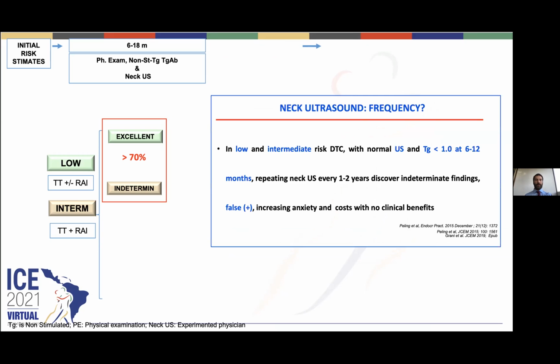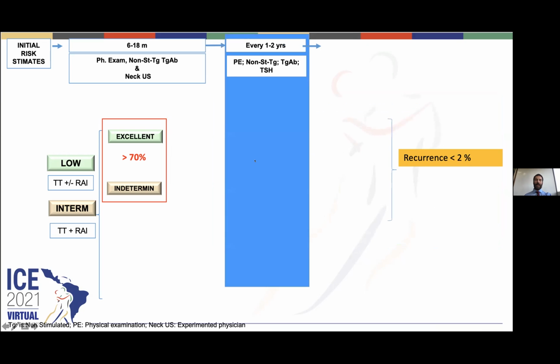On the other hand, we know that intermediate and low-risk patients who have, in the one-year follow-up, negative ultrasound and thyroglobulin less than 1 on levothyroxine 6 to 12 months after the initial therapy, repeating neck ultrasound every 1 to 2 years discover only indeterminate findings that usually are false positive, increasing the anxiety of the patient and also of the doctors without clear benefit to the patients. And that has been evaluated and found in different papers.